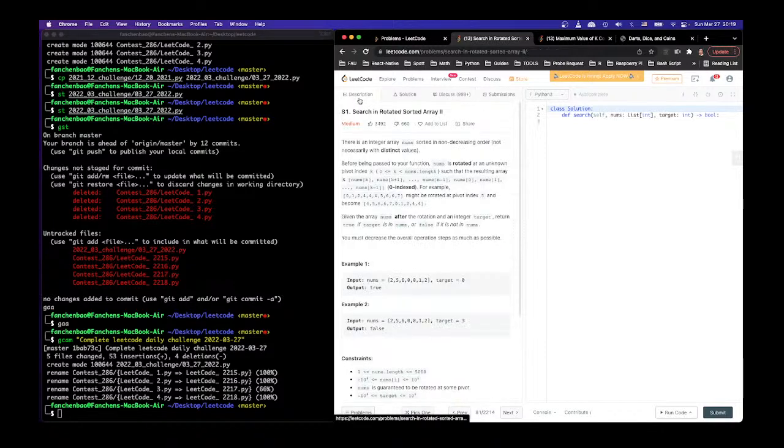Okay. So, given an integer array sorted in non-descending order, so increasing, right? Not necessarily distinct elements. Before being passed to your function, nums is rotated at an unknown pivot, so the resulting array is rotated. So if we rotate it, it becomes this. Given the array nums after the rotation and an integer target, return true if target is in nums or false if it is not in nums. You must decrease the overall operation steps as much as possible.